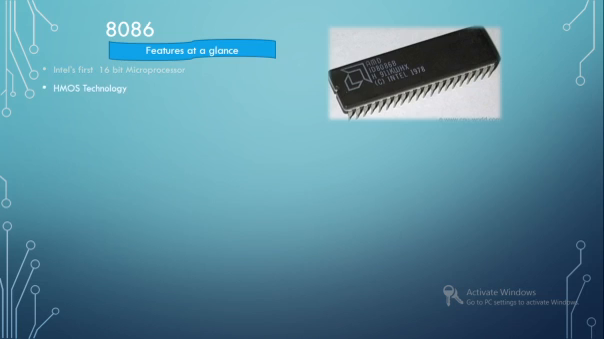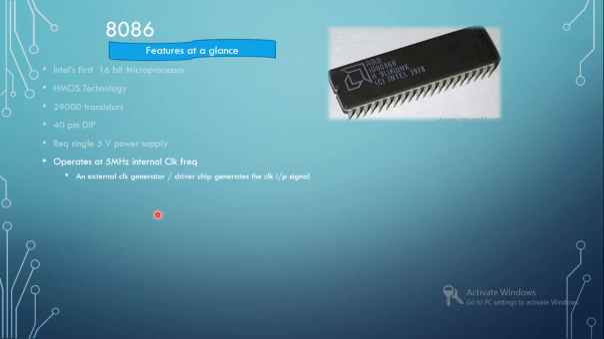It is constructed using HMOS technology. Hope you remember, high density metal oxide semiconductor technology. And do you know how many transistors it consists of? 29,000 transistors are present in 8086. And as you can see, it is a dual in-line package. It requires a 5-volt power supply for working, and it operates at a 5 megahertz internal clock frequency.